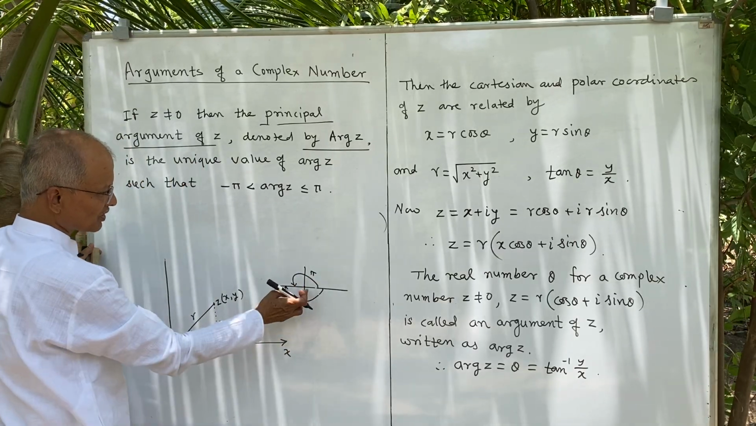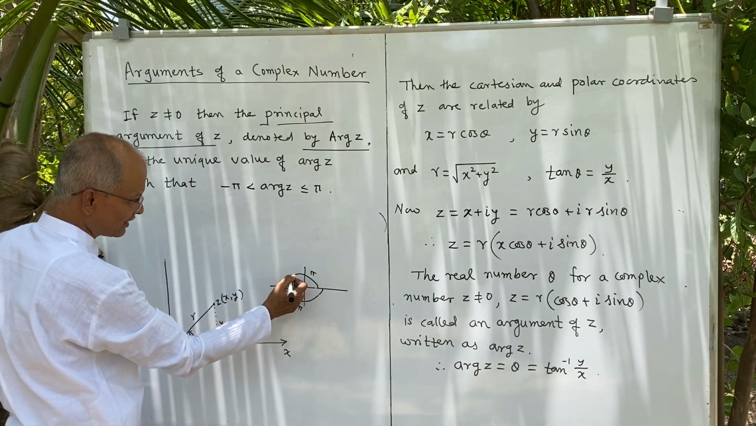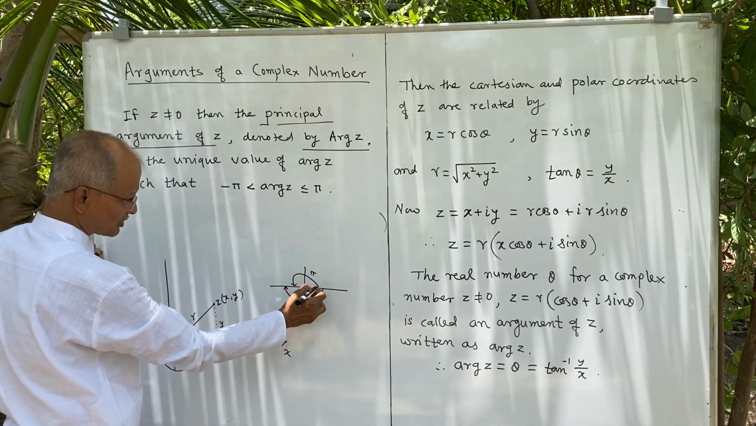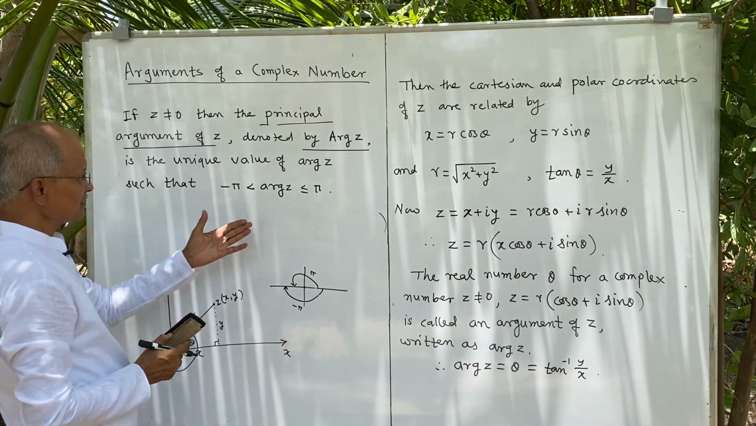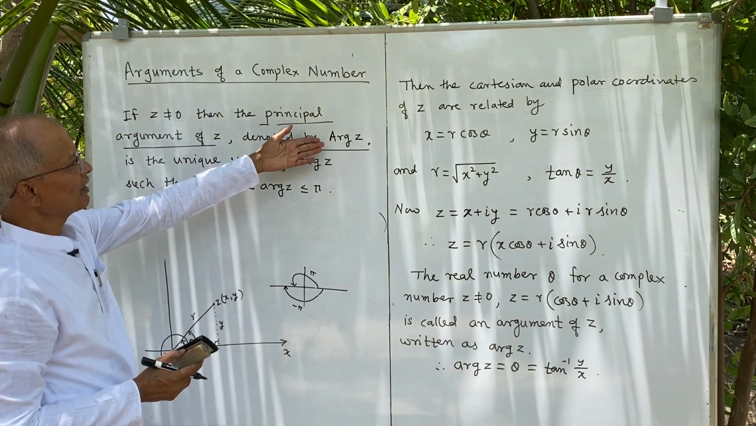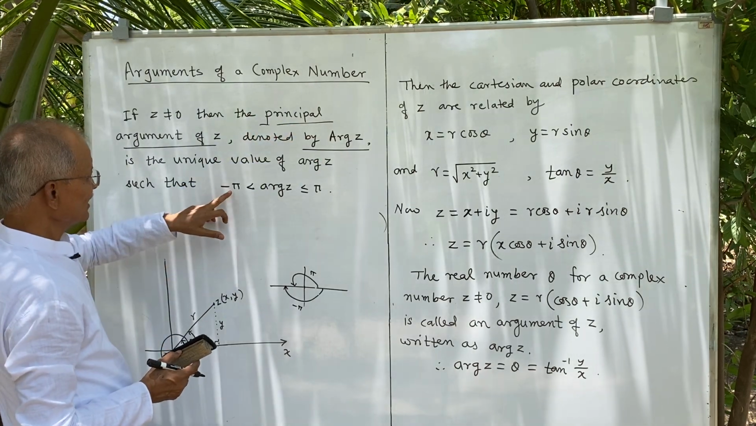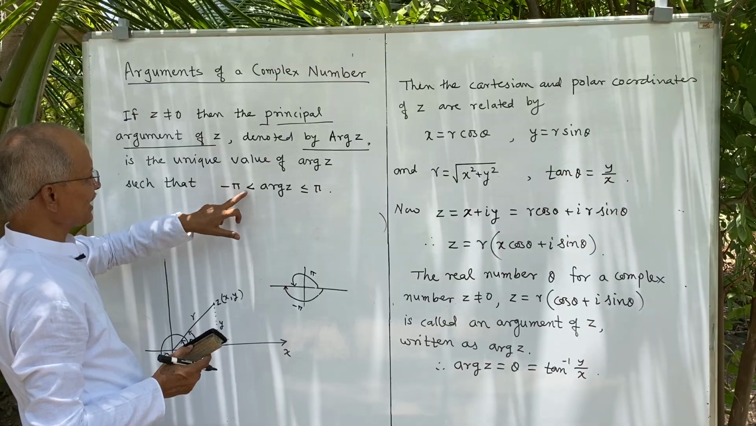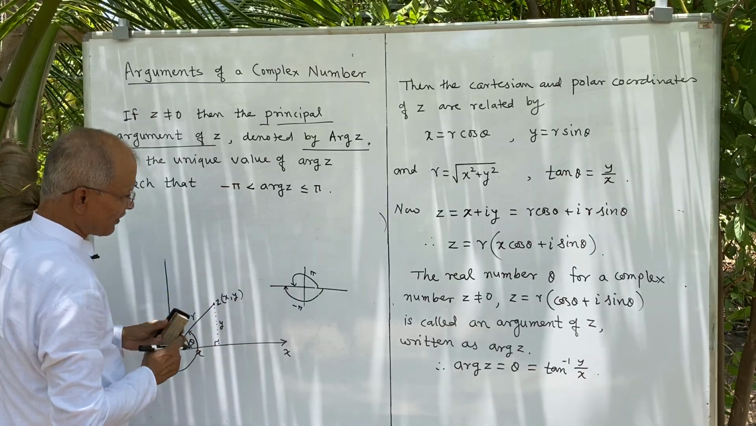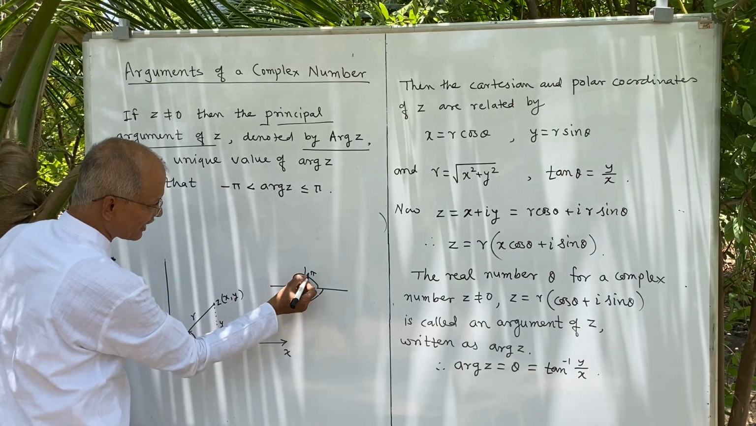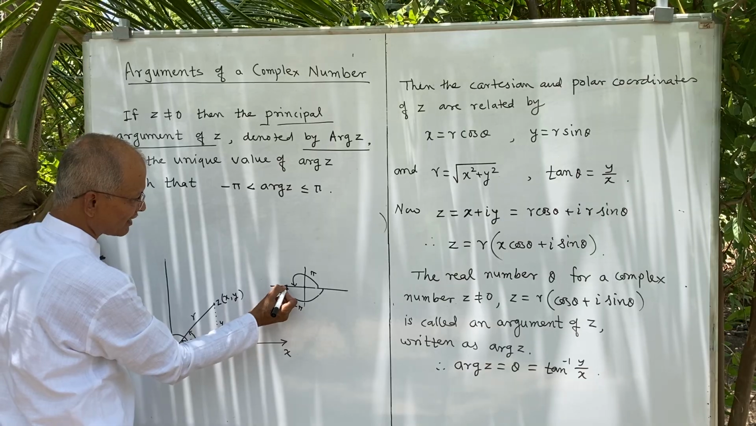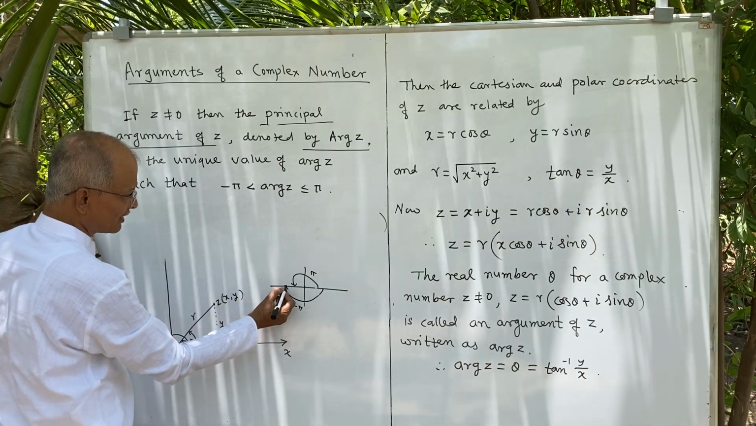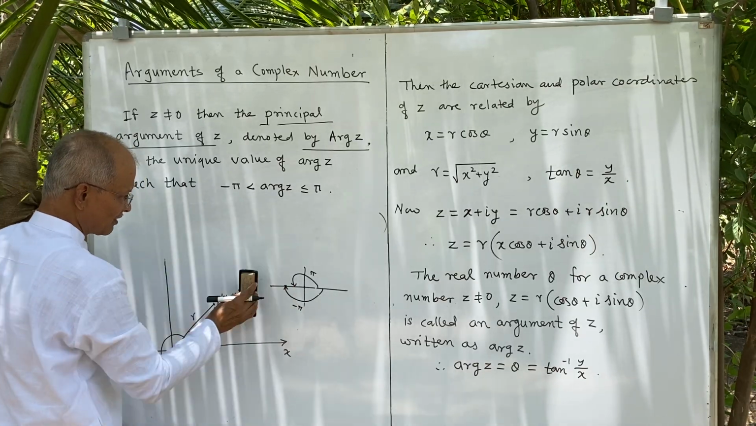So the value of theta which lies either in 0 to pi or 0 to minus pi is taken to be the principal argument. And here minus pi is excluded. Minus pi is strictly less than, because minus pi is the same position as pi, and if the point is a negative real number, then its argument is to be considered as pi.